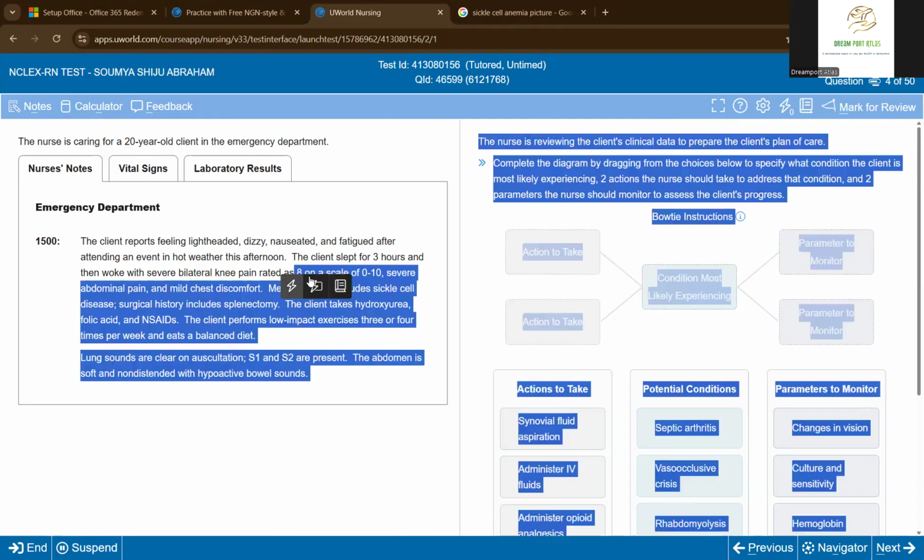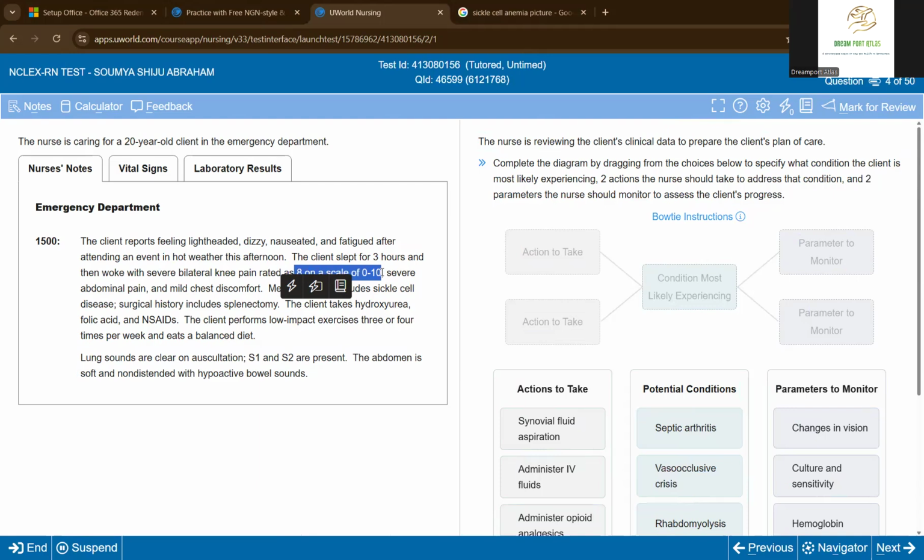See the severe bilateral knee pain, and what is the scale? The score of the pain is 8. That means in a 0 to 10 pain scale, the client is having severe pain. And also the client is experiencing severe abdominal pain, mild chest discomfort. Okay, next, medical history includes sickle cell disease. See, the client is already a known case of sickle cell disease. So you have to think what is happening in sickle cell disease and what crises or complications can occur in a client with sickle cell anemia.